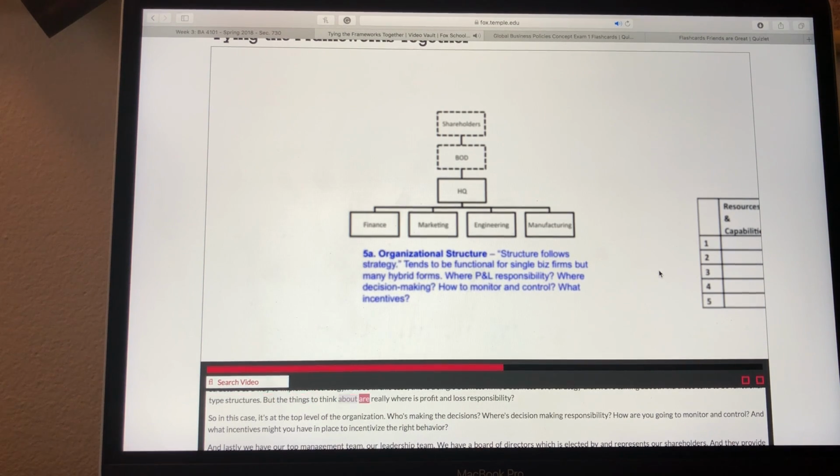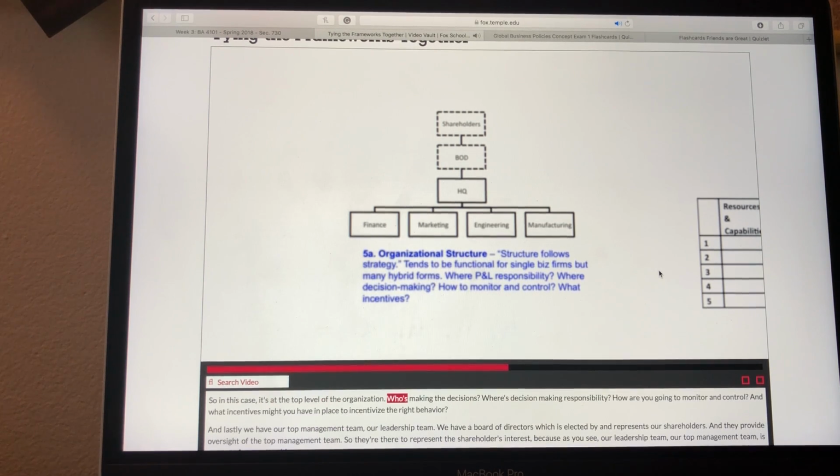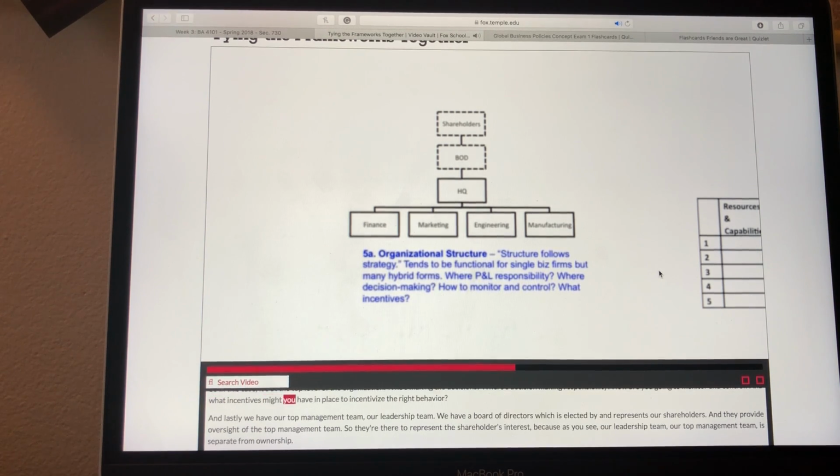But the things to think about are really, where is profit and loss responsibility, right? So in this case, it's at the top level of the organization. Who's making the decisions? Where's decision-making responsibility? How are you going to monitor and control? And what incentives might you have in place to incentivize the right behavior?